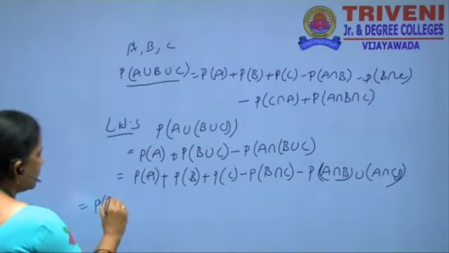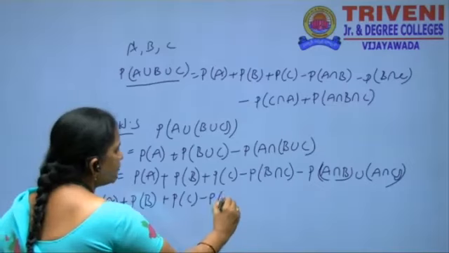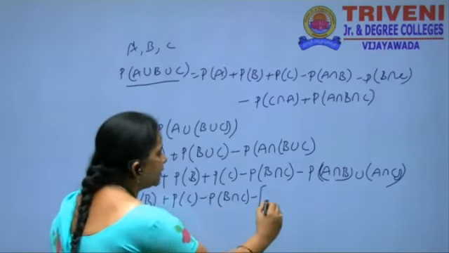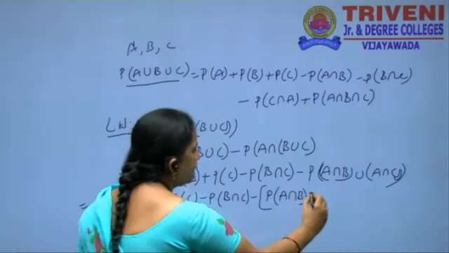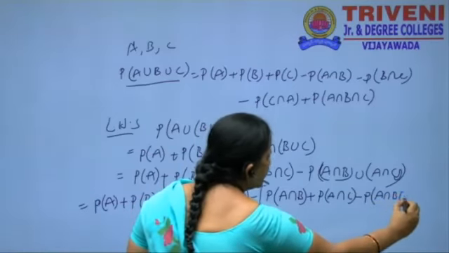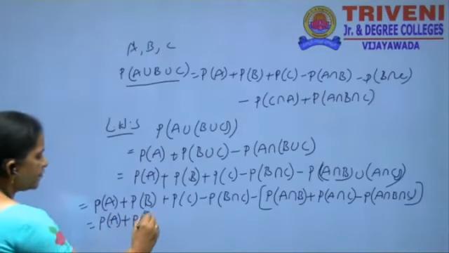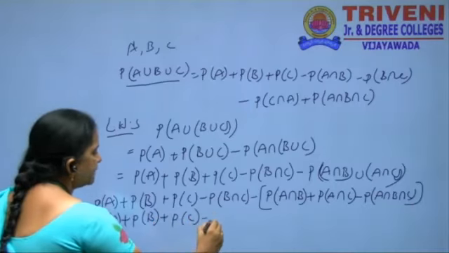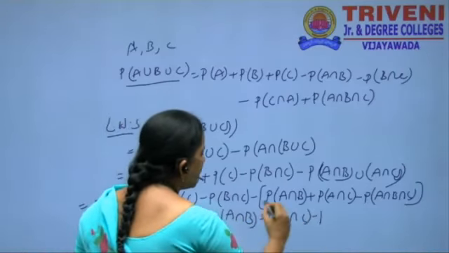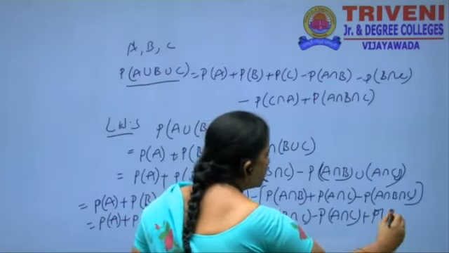that is equal to P of A plus P of B plus P of C minus P of B intersection C minus, here also using the addition theorem on probability, P of A intersection B plus P of A intersection C minus P of A intersection B intersection C. That is why I am writing P of A plus P of B plus P of C minus P of A intersection B minus P of B intersection C, minus into plus minus P of A intersection C, minus into minus plus P of A intersection B intersection C.